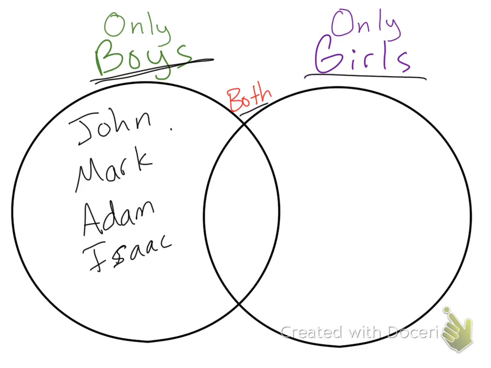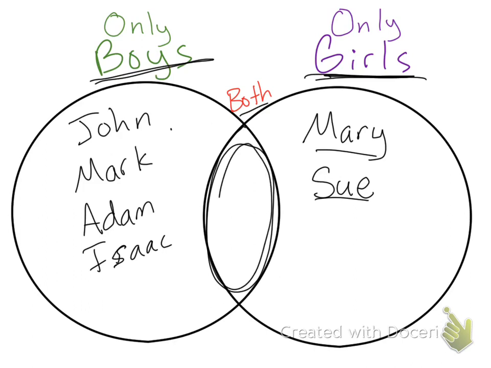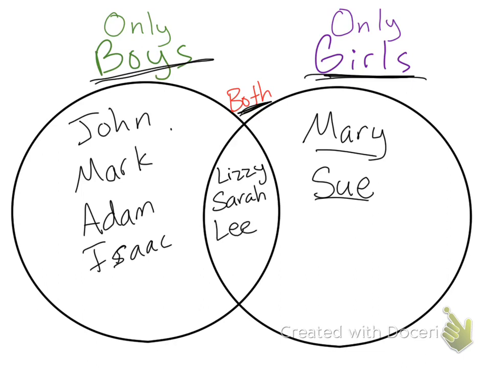Let's pretend that we have some girls that only have girls in their family. So let's say that Mary and Sue only have girls. So I'd put their names in the circle that talks about only having girls. Now, where the 2 circles overlap is this section right here. And that's where we write down who has both boys and girls in the family. So let's say that we have 4 people that have both. There's Lizzie, Sarah, and then we have Lee, and we have Bob.